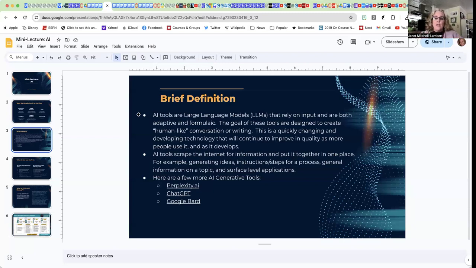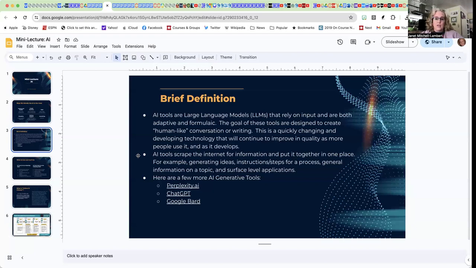It is a very quickly changing and developing technology, and it's going to continue to improve in quality as more people use it and as it develops. AI tools, the way they work is they scrape the internet, they look for information, and they put it together in one place. For example, again, generating ideas, instructions, steps for a process, general information about a topic, and surface level applications.